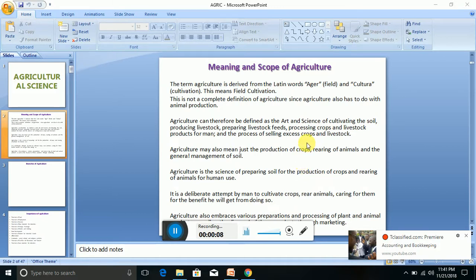We are bringing all the lectures that you need to prepare very well for your JAMB and your GCE. Today we're going to be looking at agricultural science. We're at the introduction level. We're starting afresh. So, what is agriculture?